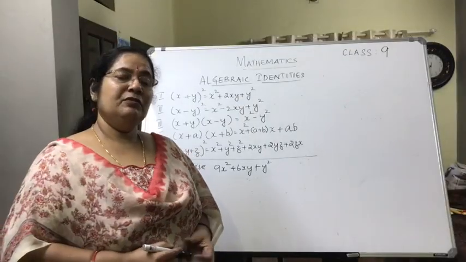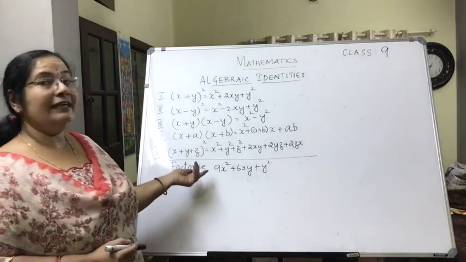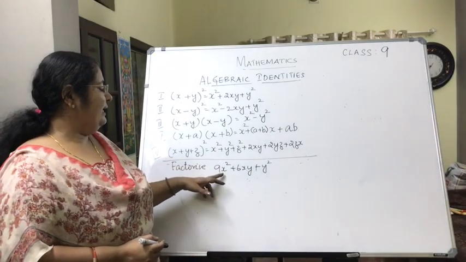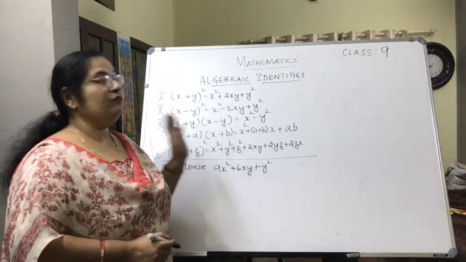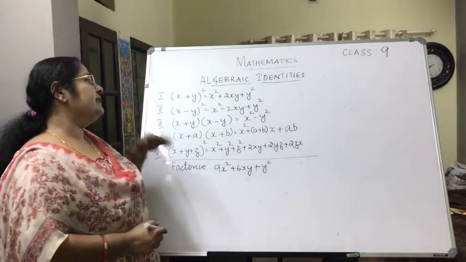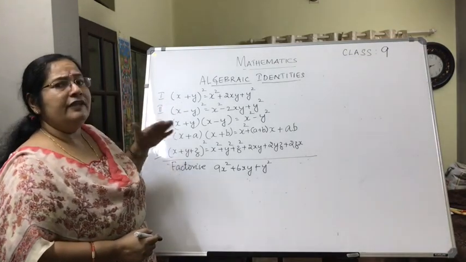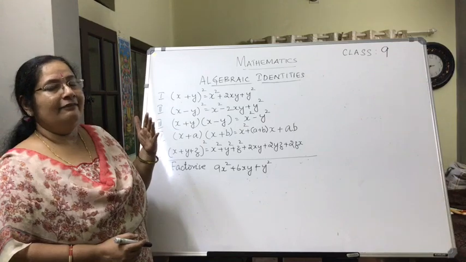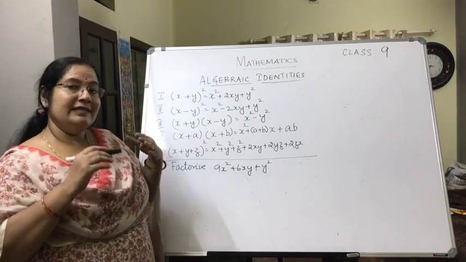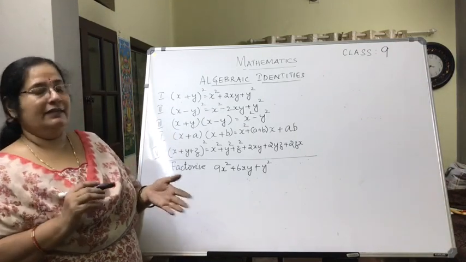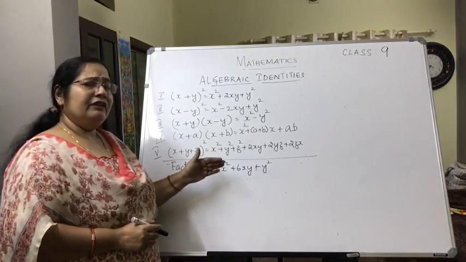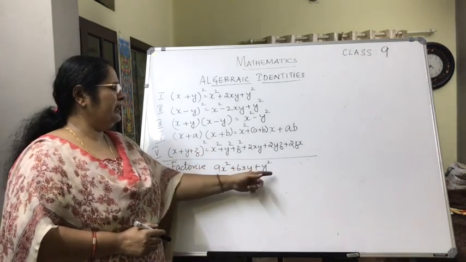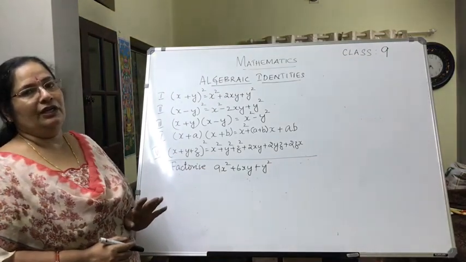Now sometimes you may get a question like this for factorizing: 9x square plus 6xy plus y square. You have to factorize using any of these identities. Factorizing means finding the factors. Write it as a product of the factors. Now when you get such questions, you look clearly into the expression.